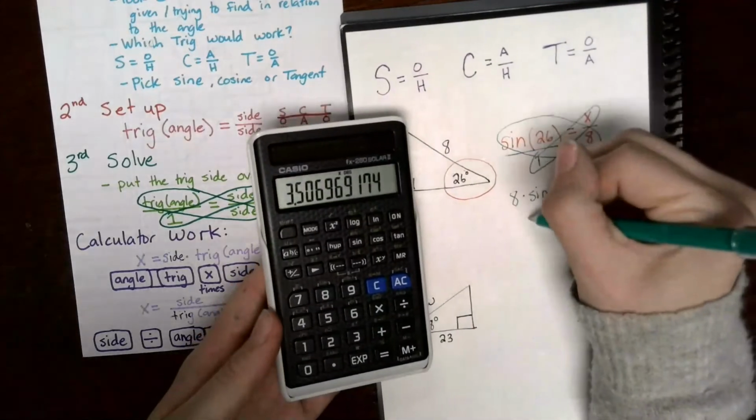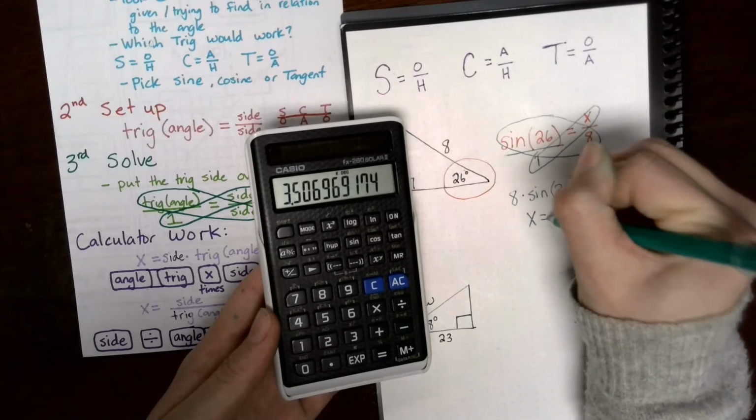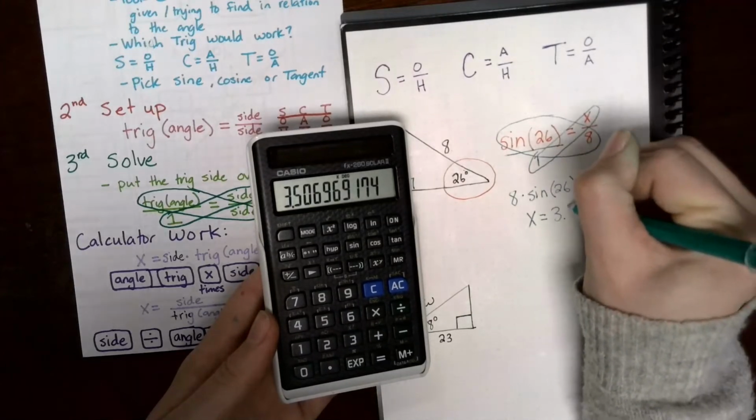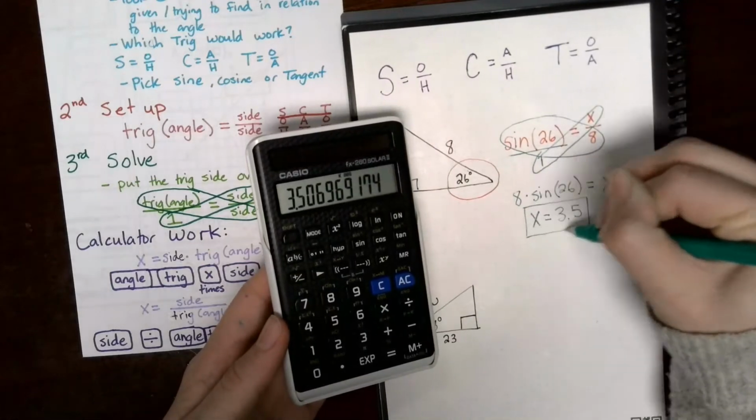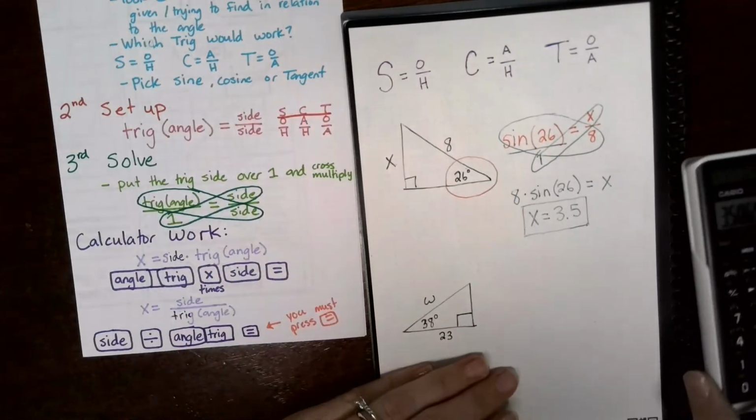So I know that x equals 3.5. I'm going to round to the nearest tenth there. That is what x equals. So that's how I solved that problem, okay?